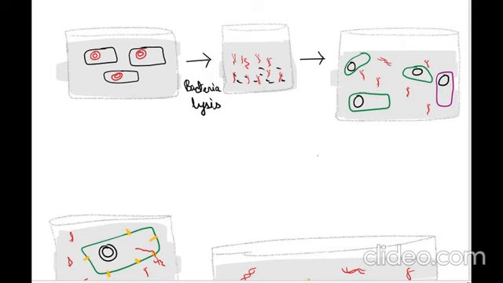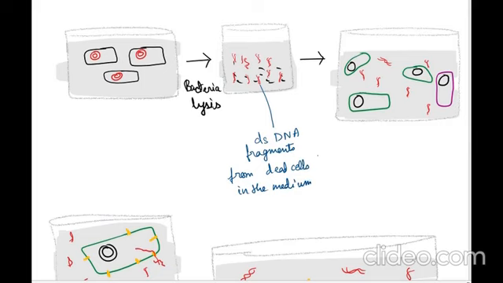Out here, the bacteria is going through lysis. That means the bacteria is being broken down. And after breaking down, we are getting these red ones. These are all double-stranded DNA fragments from dead cells in the medium. From the dead cells, we are getting this double-stranded DNA. This one is also the same thing.